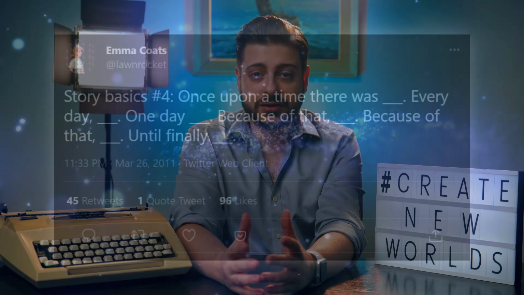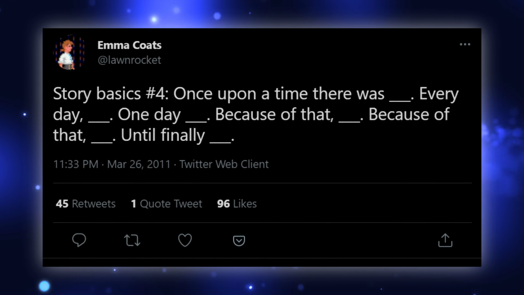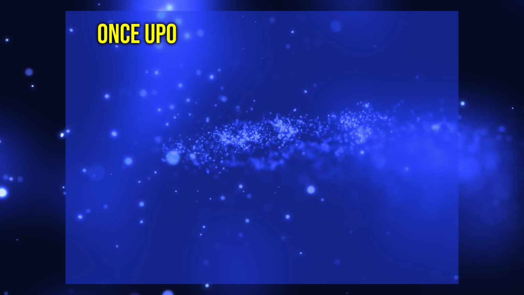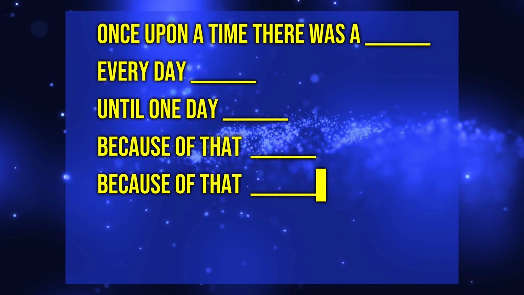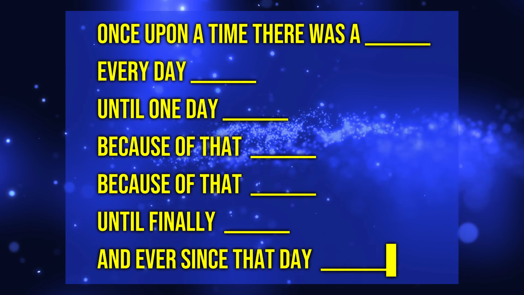The concept of Story Spine comes from, of all places, a tweet by Pixar story artist Emma Coates, who in 2012 tweeted 22 rules of storytelling. Number 4 was the Story Spine, and it goes like this. Once upon a time, there was a blank. Every day, blank. One day, blank. Because of that, blank. Until finally, blank. And ever since then, blank. Now, just to clarify, you're not actually saying blank. You fill in the blanks with your own events, and in the process, you create a basic set of events for your story. With me so far?